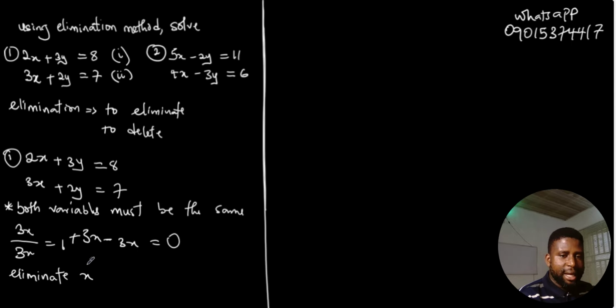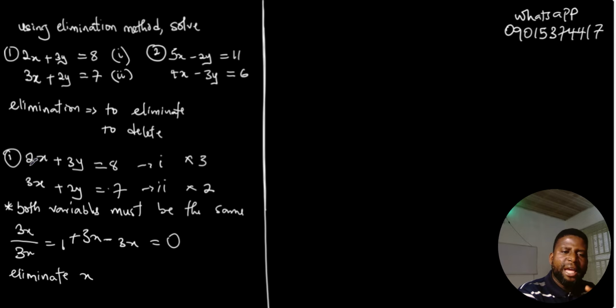Like I said, to eliminate x, the coefficients of the 2 x variables must be the same. If you look at equation 1, we have 2 as the coefficient of x, and in equation 2, we have 3, right? Both of them are not the same. So our first responsibility is to make both of them the same. How do we do that? Multiply equation 1 by 3, multiply equation 2 by 2. Since I'm eliminating x, the coefficient of x in equation 1, use it to multiply equation 2. The coefficient of x in equation 2, use it to multiply equation 1.